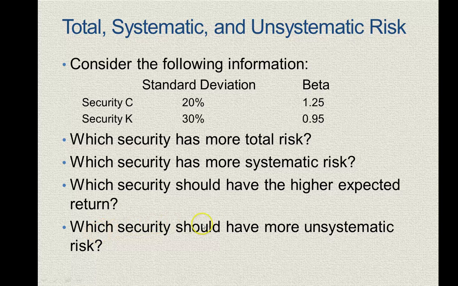And finally, which security should have more unsystematic risk? How can we answer this question? Remember, standard deviation is a measure of total risk, and the total risk is the sum of systematic risk and unsystematic risk. So here, the systematic risk of security C is higher, but the total risk is lower. Hence, the unsystematic risk must be lower, right? Otherwise, it cannot be balanced. So, which security should have more unsystematic risk? It should be security C.